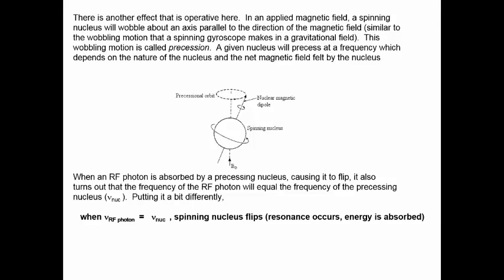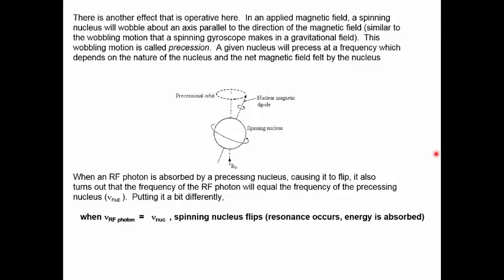When spinning nuclei are placed in the magnetic field, there's another type of motion that occurs. The magnetic axis of the spinning nucleus will wobble about the axis of the external magnetic field. This wobbling motion is similar to the motion that a spinning top has when it gradually loses its energy. The wobbling motion is called precession.